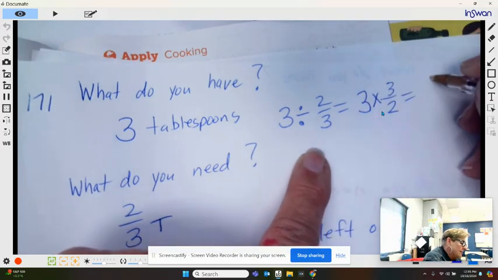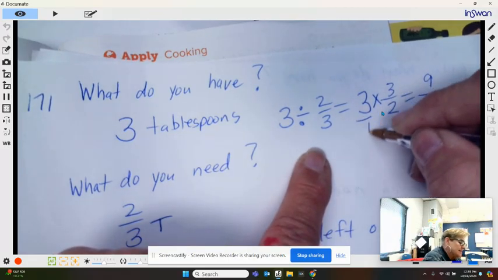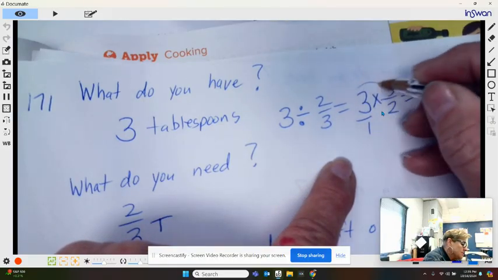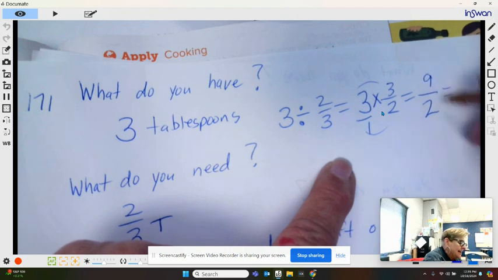So when I multiply that, 3 times 3 is 9, and that would be the same as 3/1. 1 times 2 is 2. You just multiply across the numerator and the denominator. And 9/2 is equivalent to, let's see, 2 goes into 9 4 times, that's 8. 9 minus 8 is 1, so that would be 4 1/2.